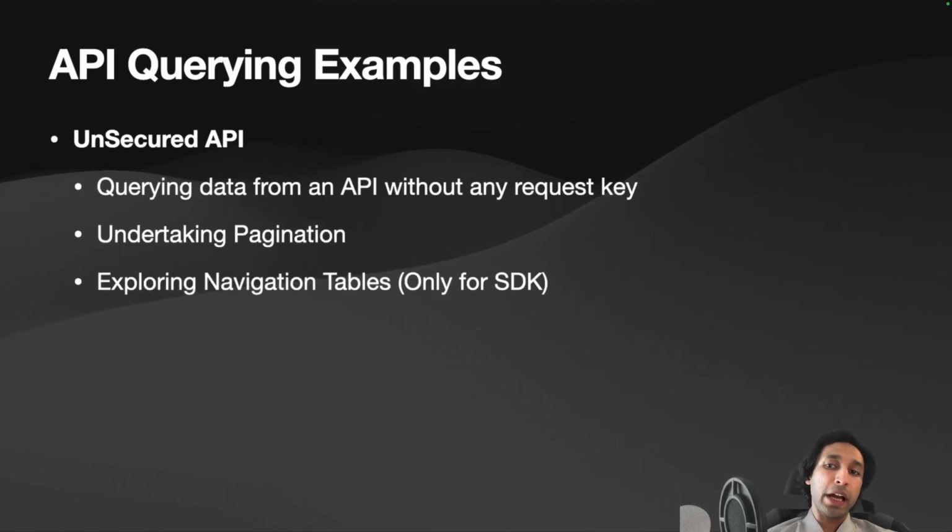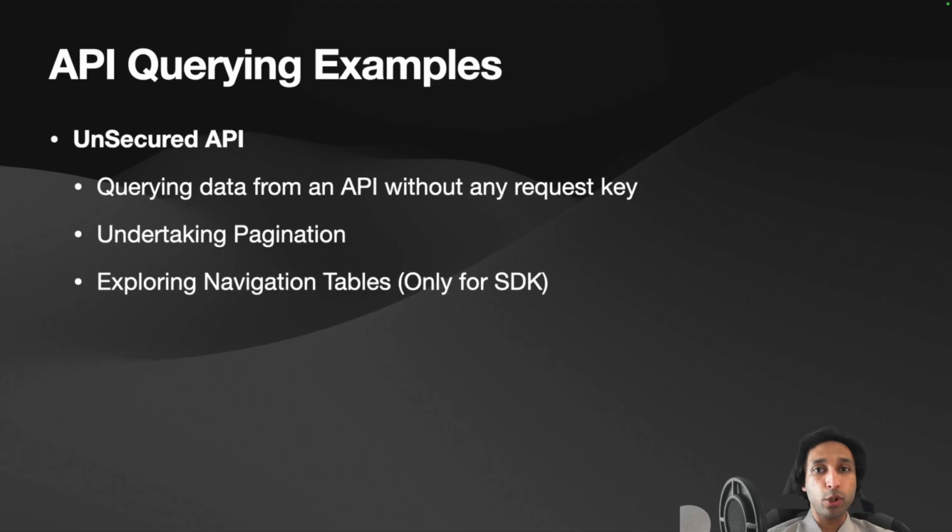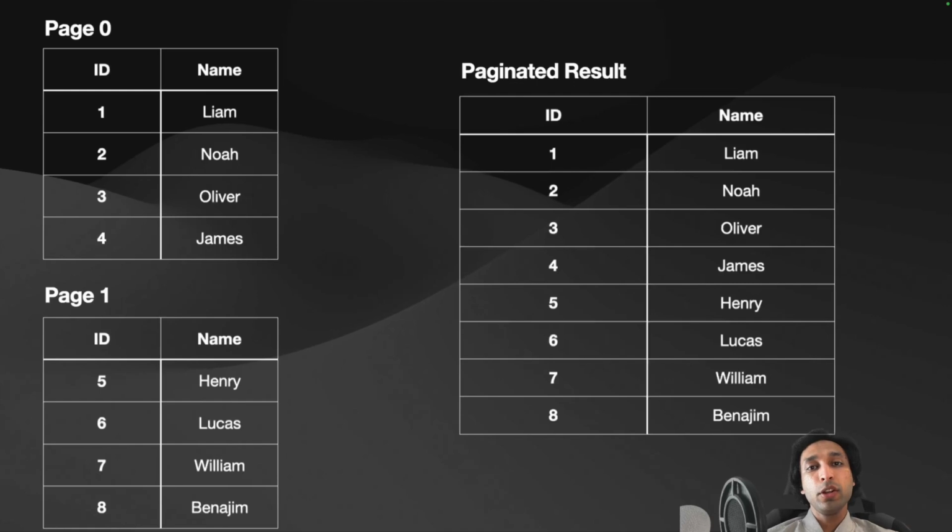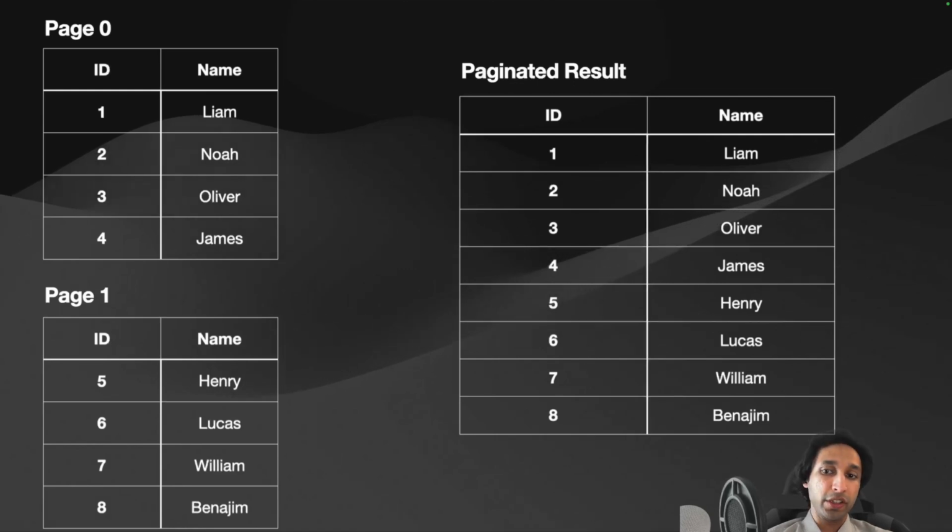So consider this scenario where you have this API of a list of boys, and for each call, they'll only allow you to pull in 4 data points. However, the API has about 8 rows of data. So let's see what happens here. When you're paginating, you have page 0 that has the first 4 boys' names, page 1 that has the next 4 boys' names. And what you want to do is take page 0, page 1, or however many more pages there may be if there are even more names, and merge them all together as a paginated result. So that's one thing that we're going to do with our unsecured call.